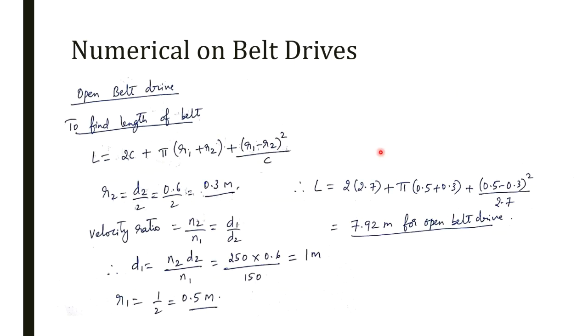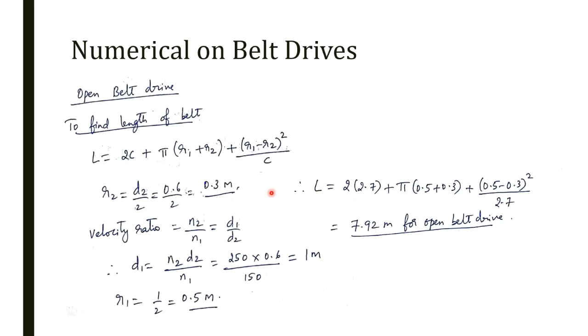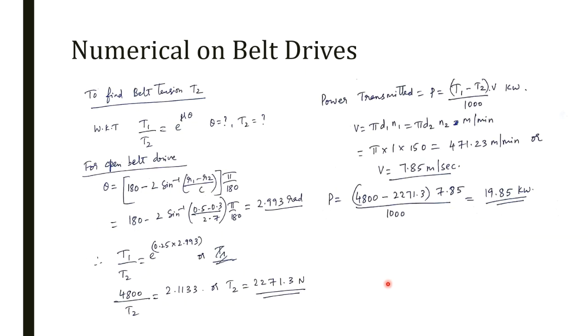So you have to find out the values for a cross belt drive on your own by following the procedure whatever I have explained for an open belt drive, and do comment in the comment section about the values that you have got.